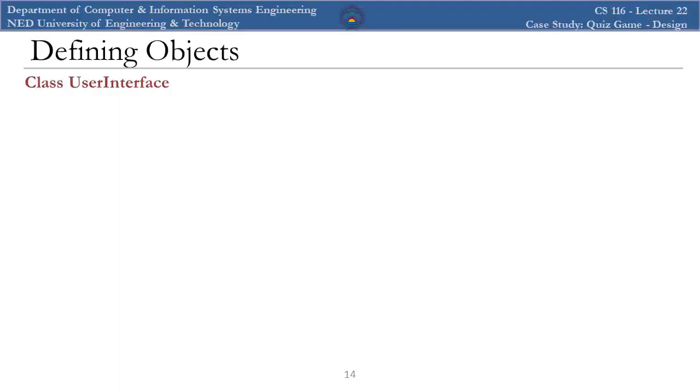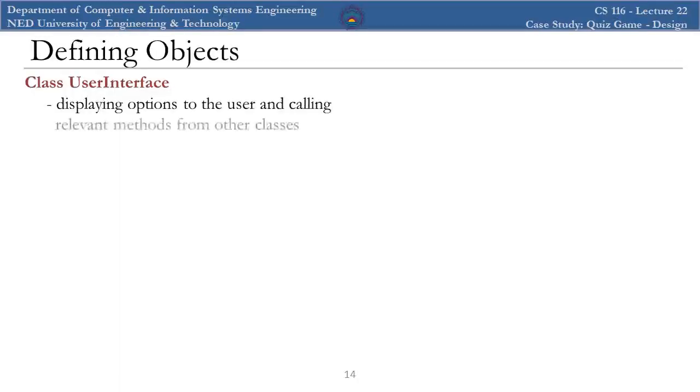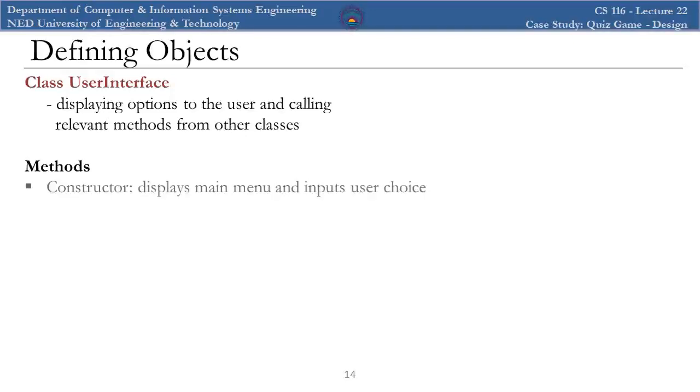Coming to the last class, the user interface class, it will simply display the options to the user. It will display certain menus, and that's it. It will instantiate objects of those 3 classes that we have already defined. So I think there won't be any attribute in this. We'll see while coding if we need some, but for now I cannot think of any attribute. Now what methods can it have?